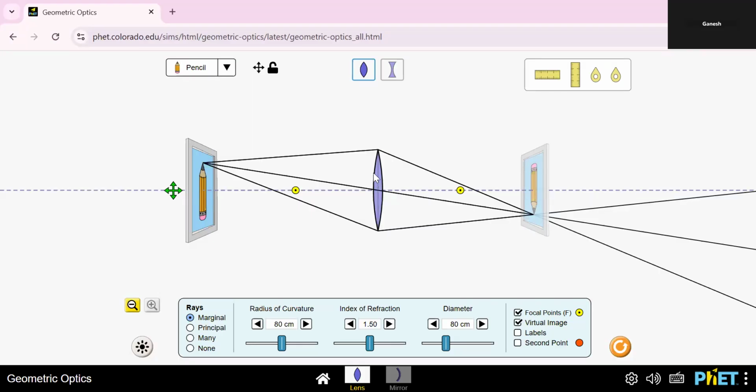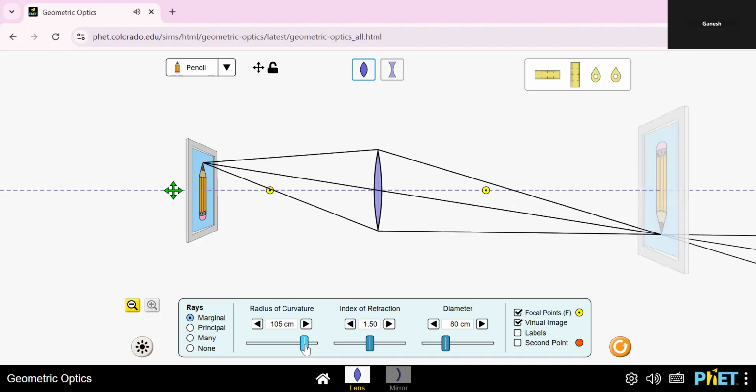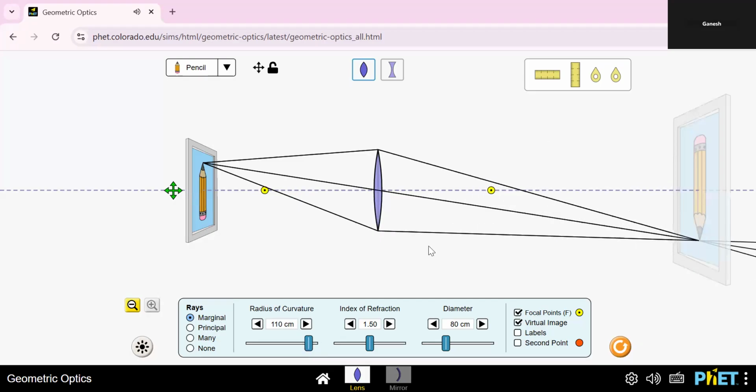And then the color of the image and the lens also differ when we move this position. So the radius of curvature is 80 centimeter. Here, this is an inverted image. When I increase the radius of curvature, the image's length is increased. The distance between the lens and the image will increase when we increase the radius of curvature.